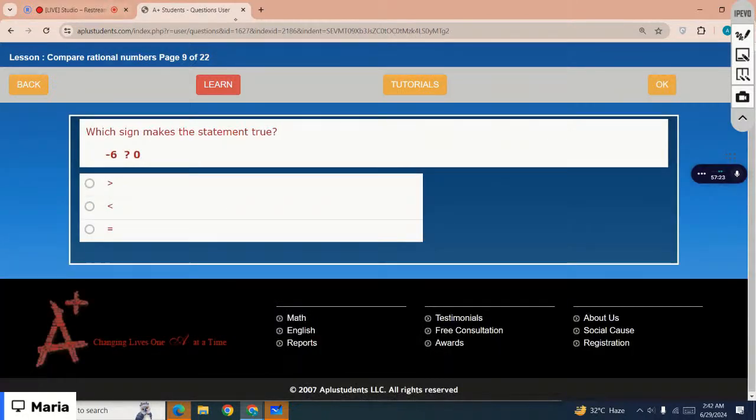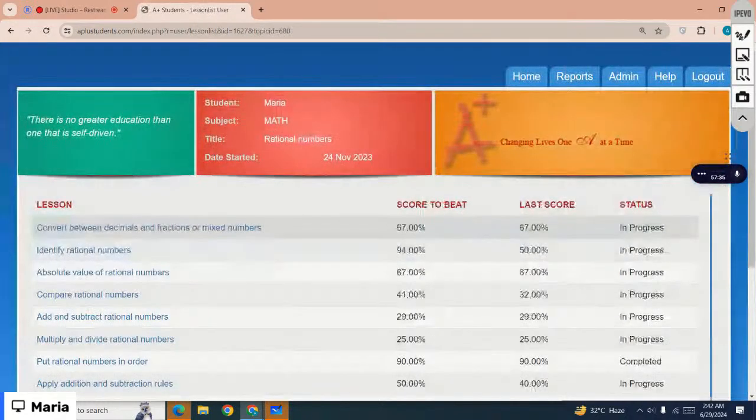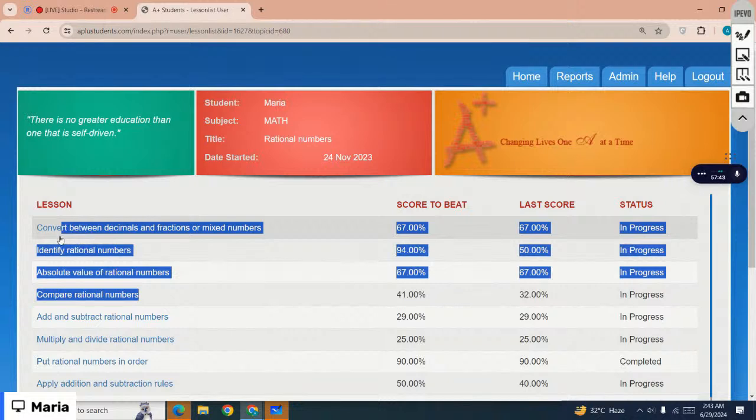Okay, you can complete the lesson by yourself later today. So we were working on grade 7 math. The chapter we were working on is rational numbers. The lessons we have covered today are convert between decimals and fractions or mixed numbers, identify rational numbers, absolute value of rational numbers, and compare rational numbers. Please make sure before the next session you complete all the practice questions for the lessons we just did.